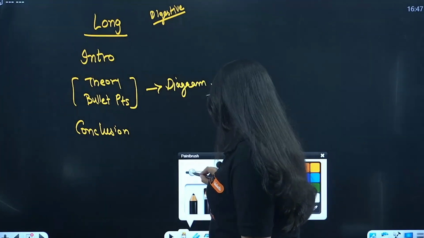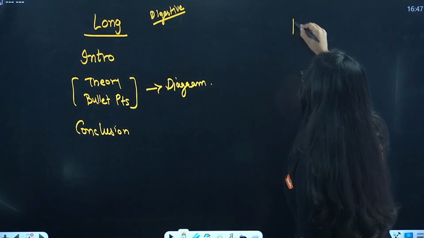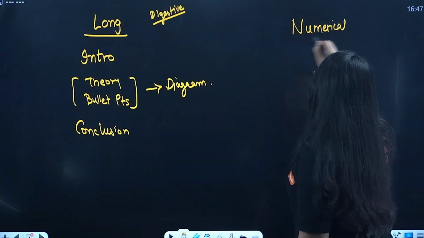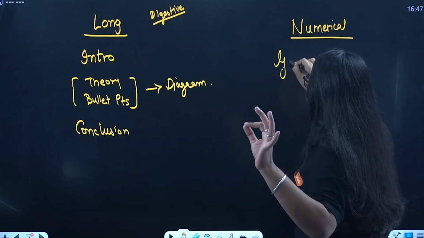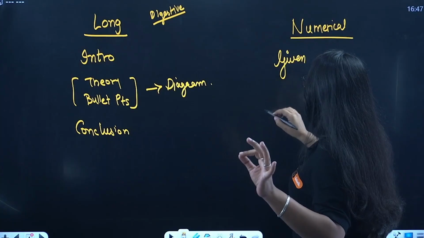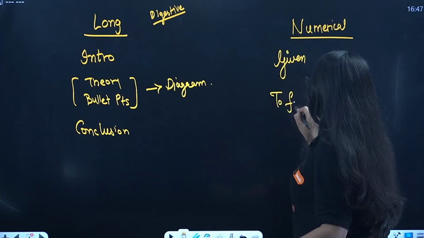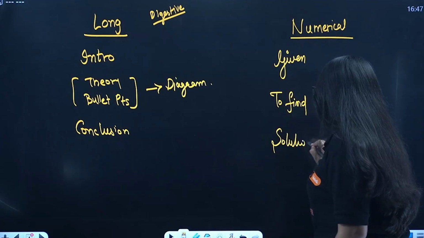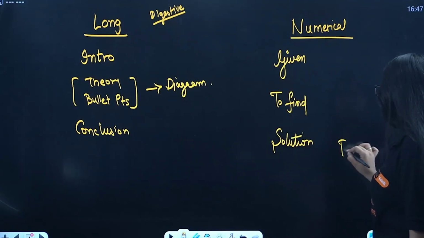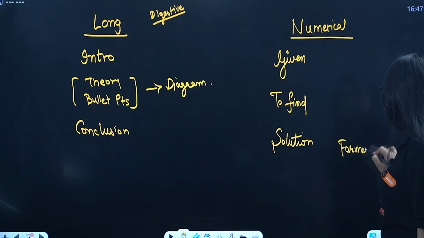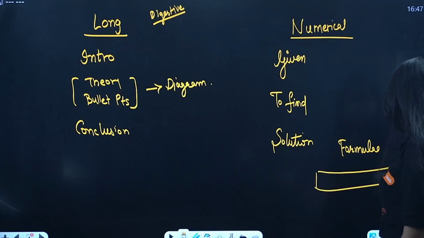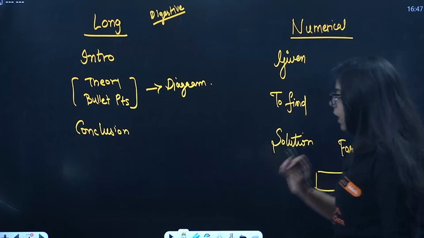Okay. Then coming on to numerical. Now beta, I have told you multiple times and I'll tell you again, there is a single format of numerical that you have to use, that is your given, to find, and your solution. Done. And in solution beta, you are going to write the formula first, what is the exact formula you are going to use, and then your answer in a box. Your answer should be in a box.